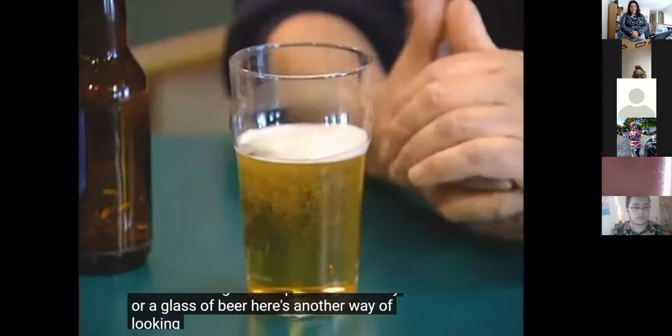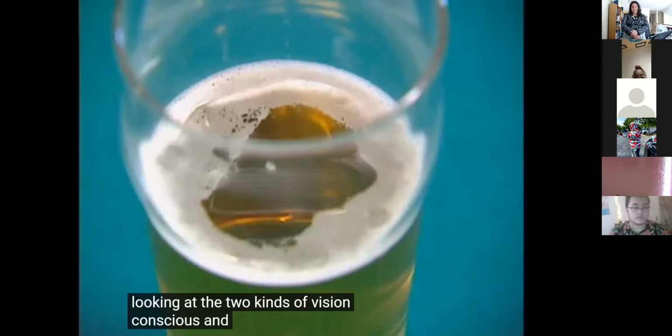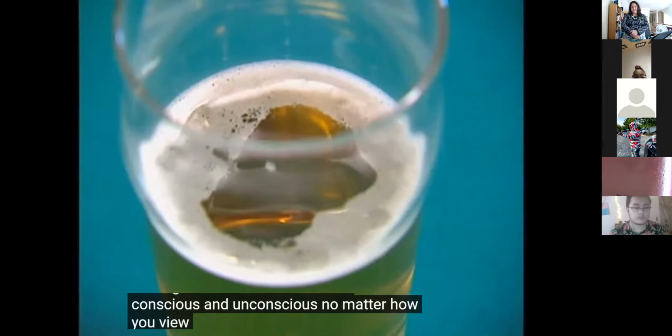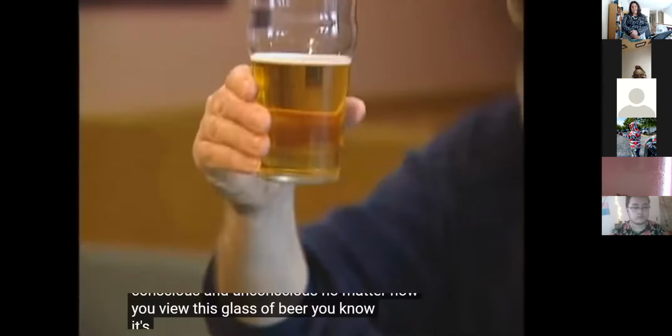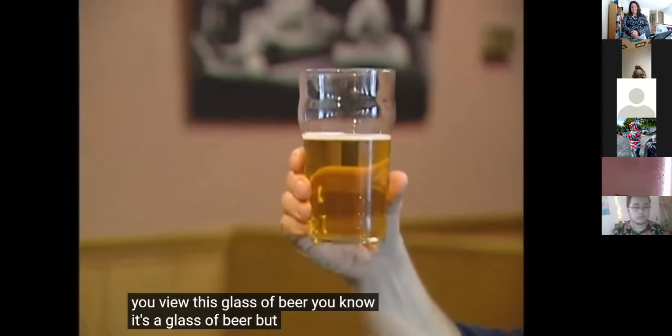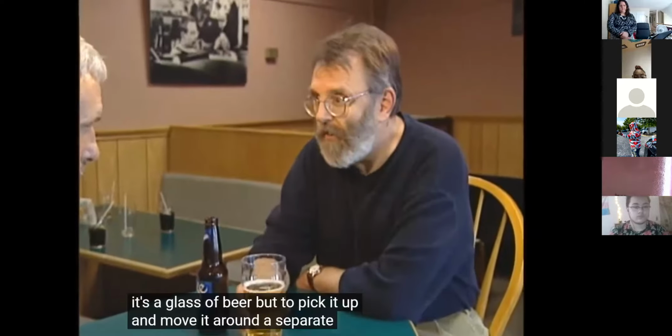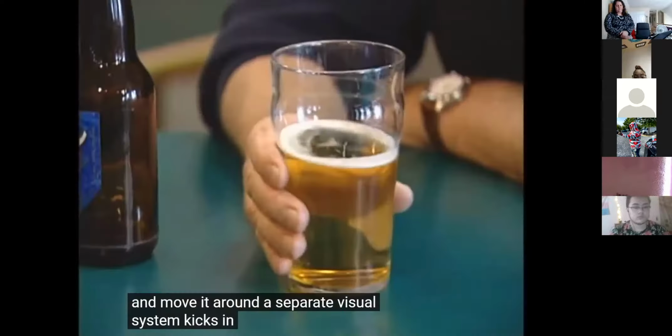Here's another way of looking at the two kinds of vision, conscious and unconscious. No matter how you view this glass of beer, you know it's a glass of beer, over to the side. But to pick it up and move it around, a separate visual system kicks in.